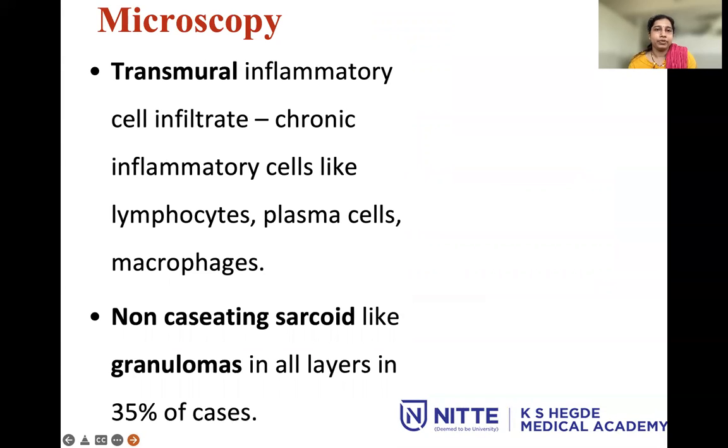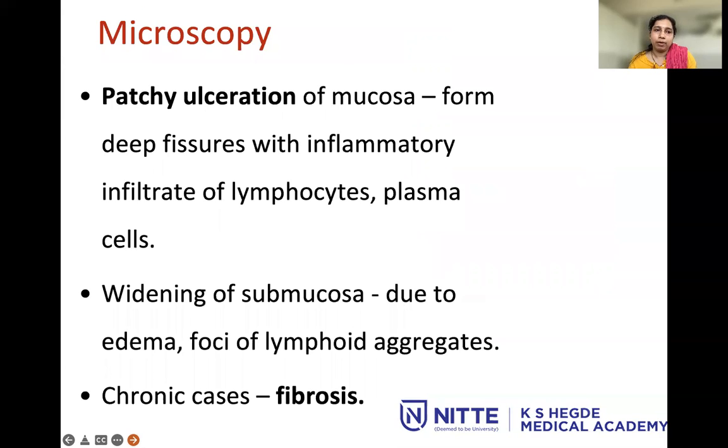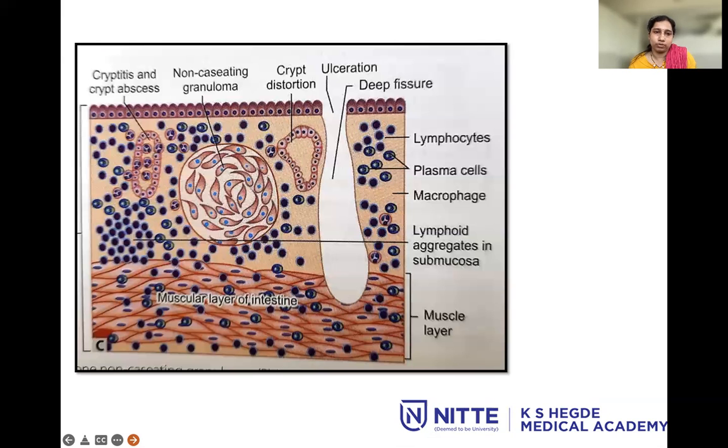Coming to the microscopy, there is transmural inflammatory cell infiltrate, predominantly lymphocytes, plasma cells, and macrophages. So these are chronic inflammatory cells. And in 35% of the cases, you can see non-caseating sarcoid-like granulomas. There will be patchy ulceration, which has deep fissures, and also inflammatory infiltrate, predominantly lymphocytes and plasma cells. There is widening of the submucosa because of edema and also increased lymphoid aggregates. In chronic cases, you can see wall fibrosis.